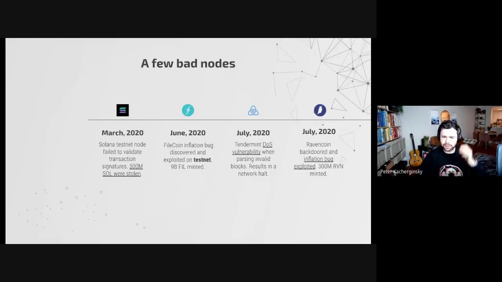The last example, and probably the most critical and interesting one, both from the impact and the way that it was handled, is Ravencoin. Ravencoin had an inflation bug discovered just last month in July. Inflation bug vulnerabilities basically allow someone to print money out of thin air, which is extremely dangerous because it allows an attacker just to profit and sell value to exchanges. And it basically impacts every single user of the coin.